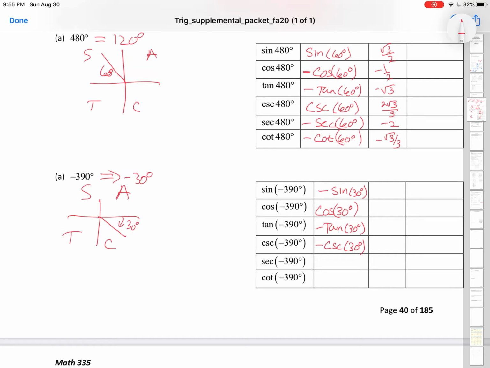Secant is related to cosine. Cosine's positive, so secant is going to be positive. And cotangent is going to be negative of what it would be for that first quadrant angle. Sine of 30 degrees by memorization is 1/2, and we're taking the negative of it. Cosine of 30 degrees by memorization is root 3 over 2. Tangent is sine divided by cosine, so the root 3 is on the bottom, so this is the root 3 over 3. And then we're flipping: negative 2, 2 root 3 over 3, and negative root 3. And we're finished. That's what you're going to want to get really proficient at.